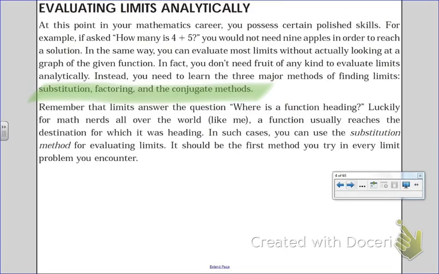So again, remember that limits answer the question, where is the function heading? Does it have to get there? No, it doesn't have to get there. So if there's a hole in the graph, that's okay. Just where is it heading? Where is it going to? A lot of times it actually does reach that value, so it will equal the value that it's heading to, but sometimes it doesn't have to. So we'll use the substitution method first to try and see if it works.